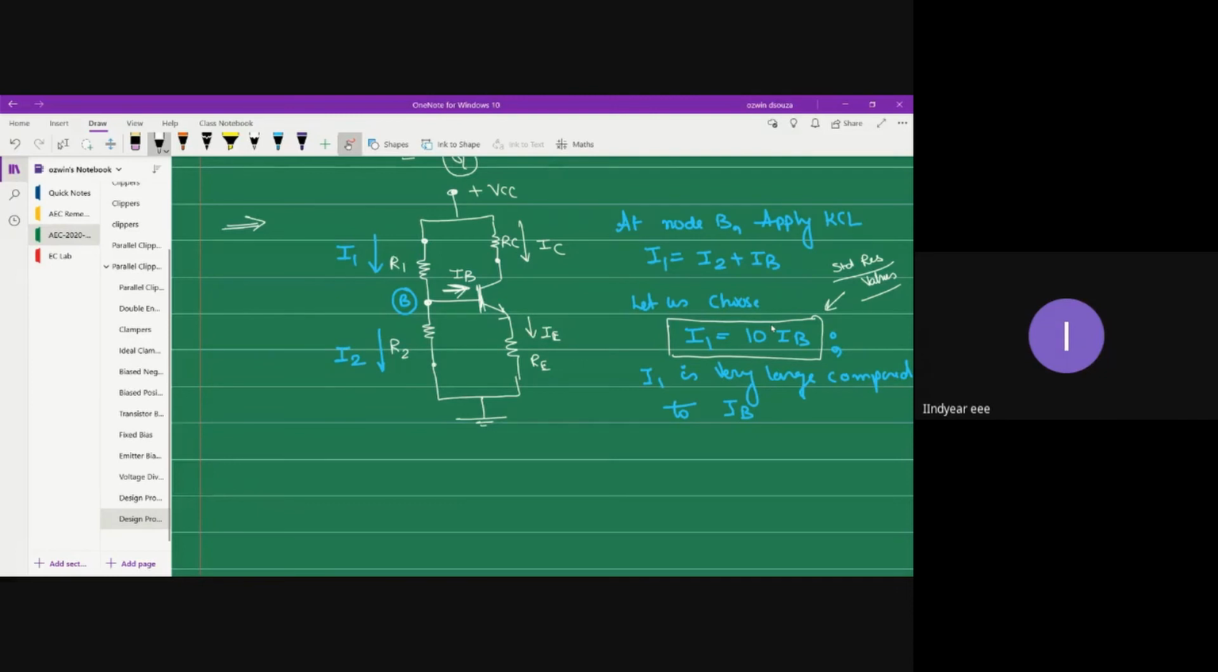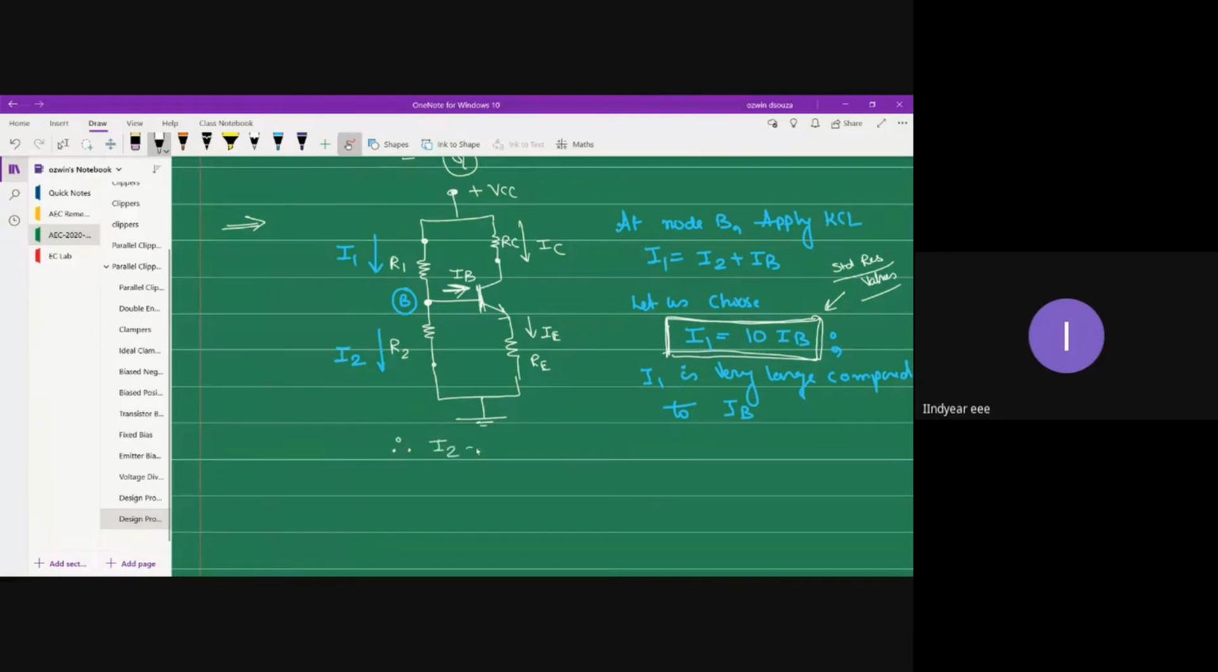Once again, even if you don't get standard resistance values, then you will have to go for tailor-made resistance values, wherein you may have to go for several series and parallel connections to get the desired value of resistance. That is okay, fine. But you can always follow this particular rule that current I1 is 10 times IB.